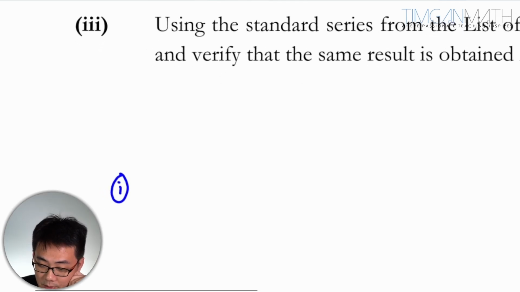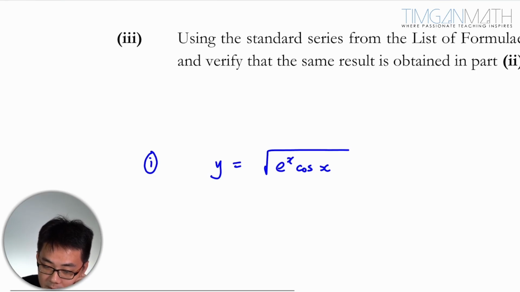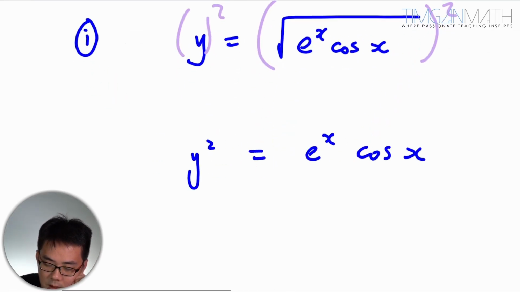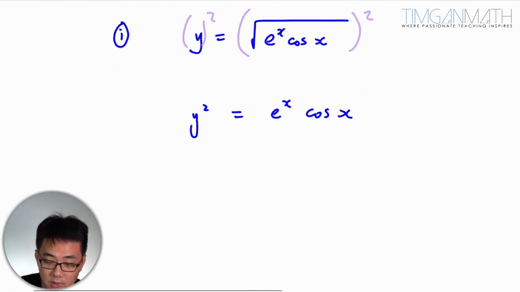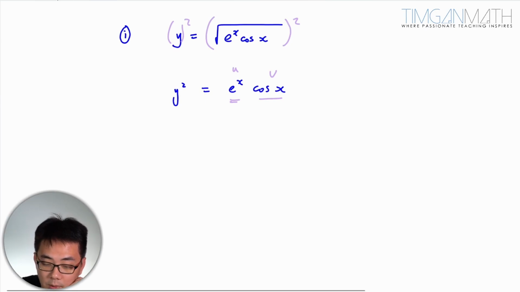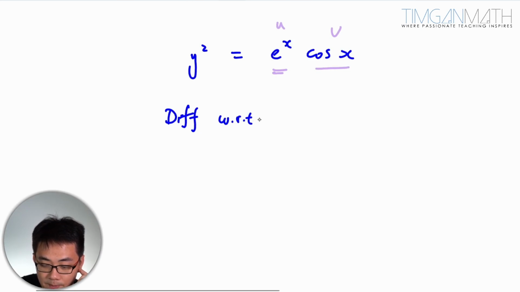So in this case, we have y equals root of e^x cos x. What we're going to do is just square both sides. It will be much better, in the sense that we get y squared equals e^x cos x. So what we're going to do here is let this be u and this be v. I'm going to just use implicit differentiation, so differentiate with respect to x here.